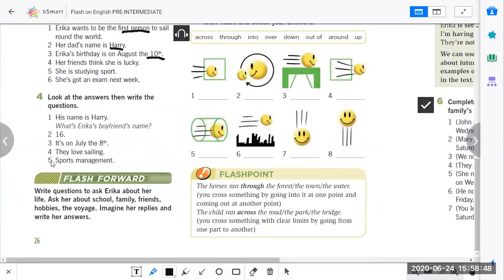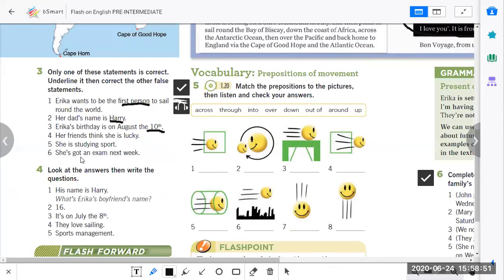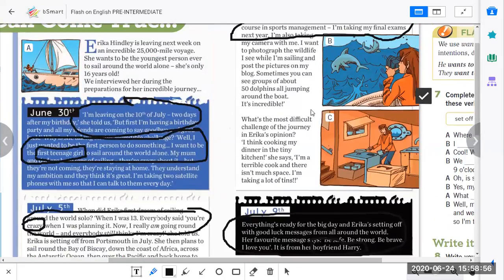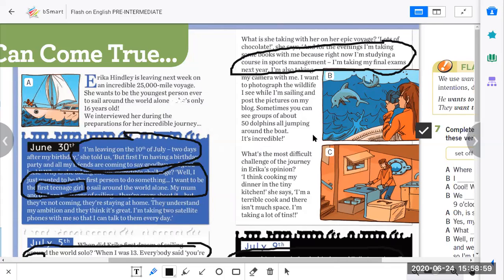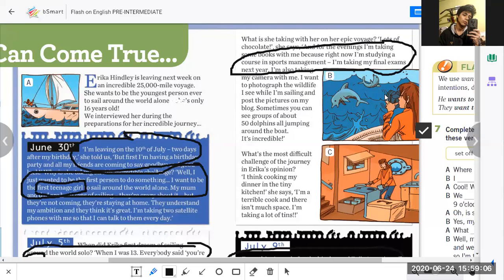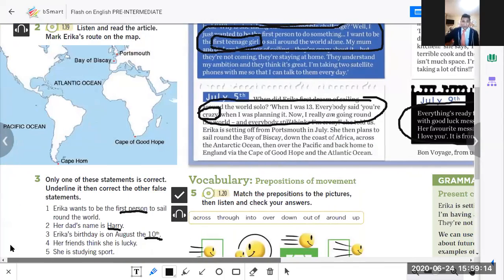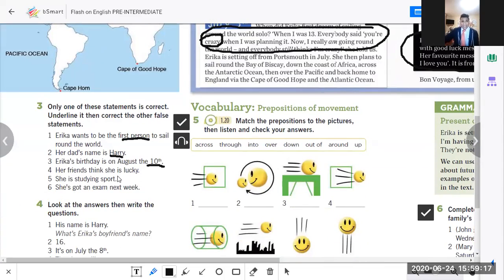Now, let's see. The last one. She's got an exam next week. True or false? False. When is the exam? The answer is here. Next year. Very good. My final exams next year. Okay? So the correct sentence is number five. She's studying sports.